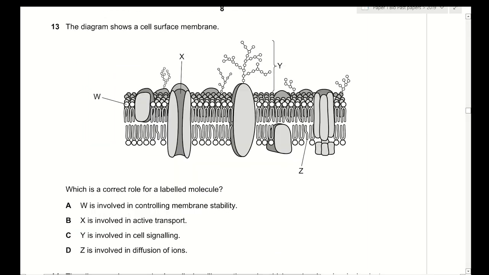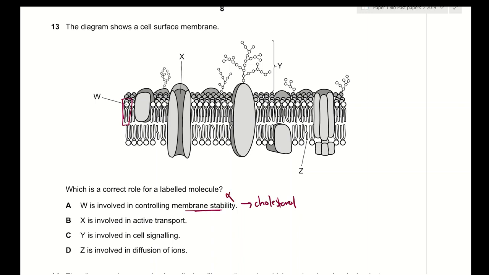The diagram shows a cell surface membrane, which is a correct role for a labeled molecule. Now, let's see for W, is involved in controlling membrane stability. So, as we can see here, that W is a phospholipid, and phospholipids don't actually control the membrane stability. What does this is called sterol molecules. Therefore, this is going to be incorrect for B.